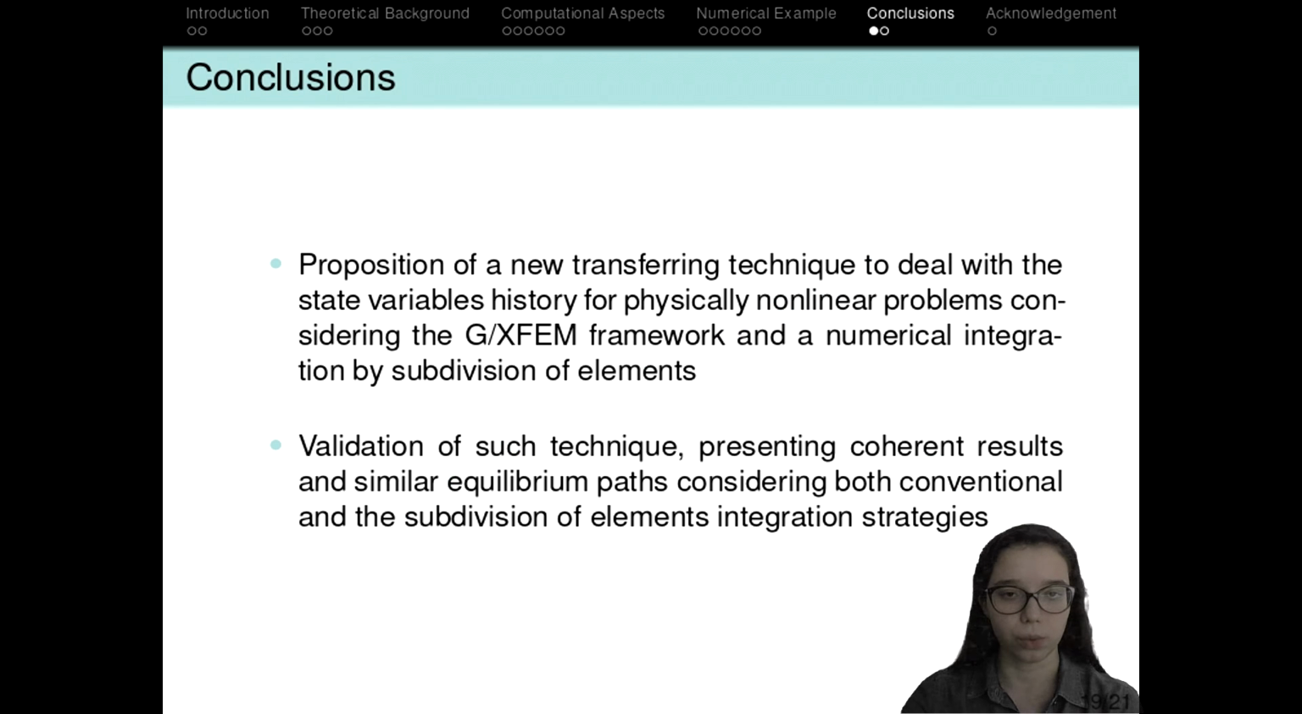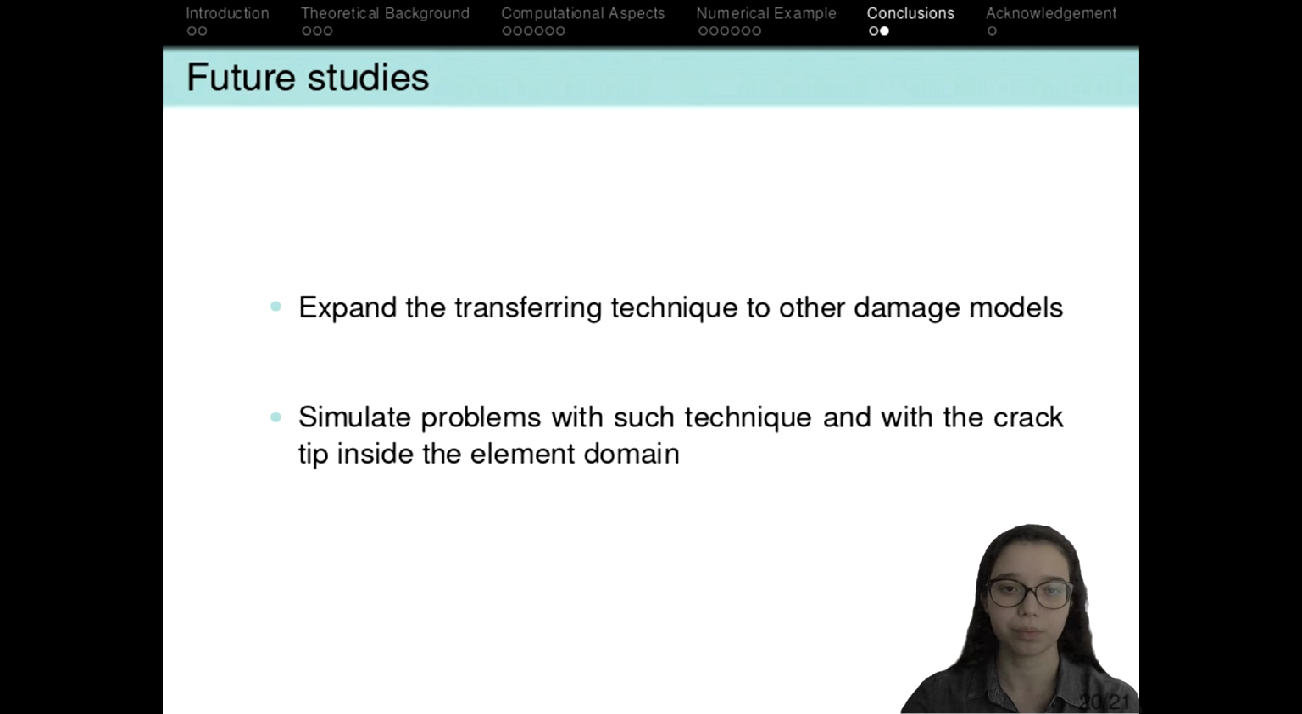Well, as conclusions to this work, we can mention that we proposed a new transferring technique to deal with the state variables history for physically nonlinear problems considering the XFEM framework, and also a numerical integration by subdivision of elements. We validated such technique, presenting coherent results and similar equilibrium paths, considering both conventional and subdivision of elements integration strategies. As future studies, it's important to mention the expansion of the transferring technique to other damage models, and also the simulation of problems with such technique considering the crack tip inside the element domain.